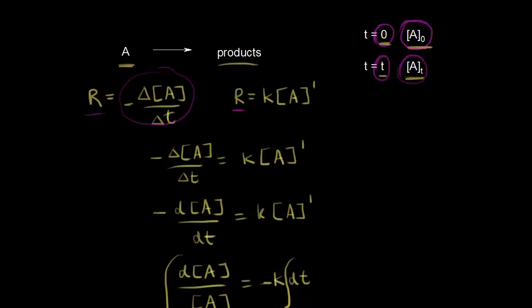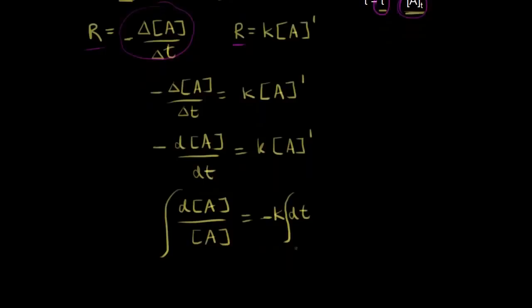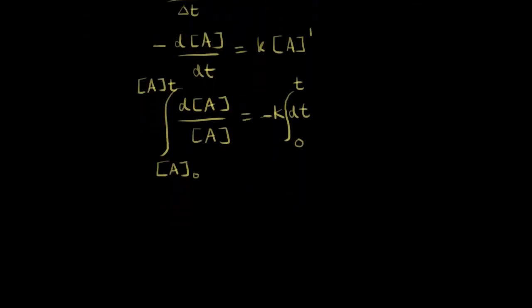So let's go ahead and plug those in. So we'd be integrating from 0 to t on the right side. On the left side, we'd be integrating from the initial concentration of A to the concentration of A at any time t. All right, so on the left, right, dA over A, that's natural log of A, right? So that would be equal to the natural log of A, and we would be evaluating this from the initial concentration to the concentration at some time t.